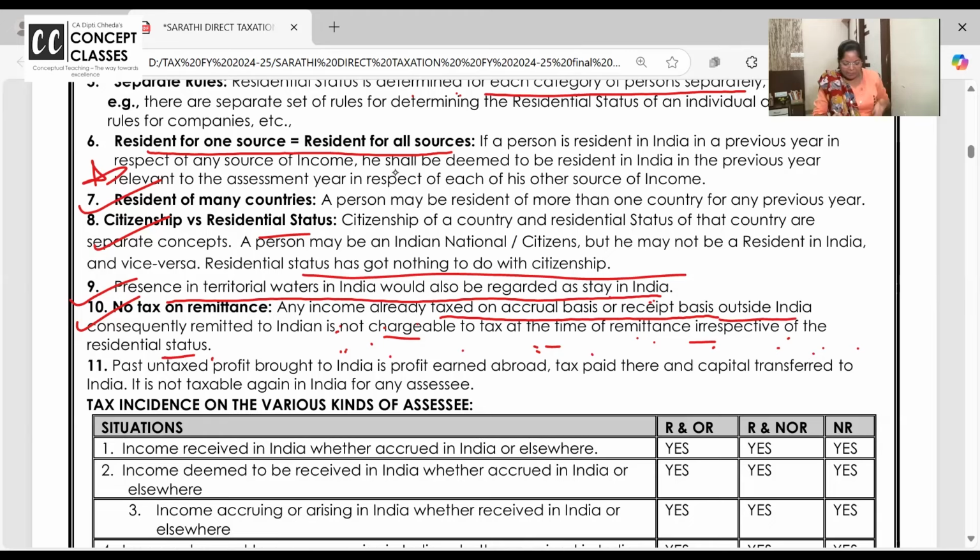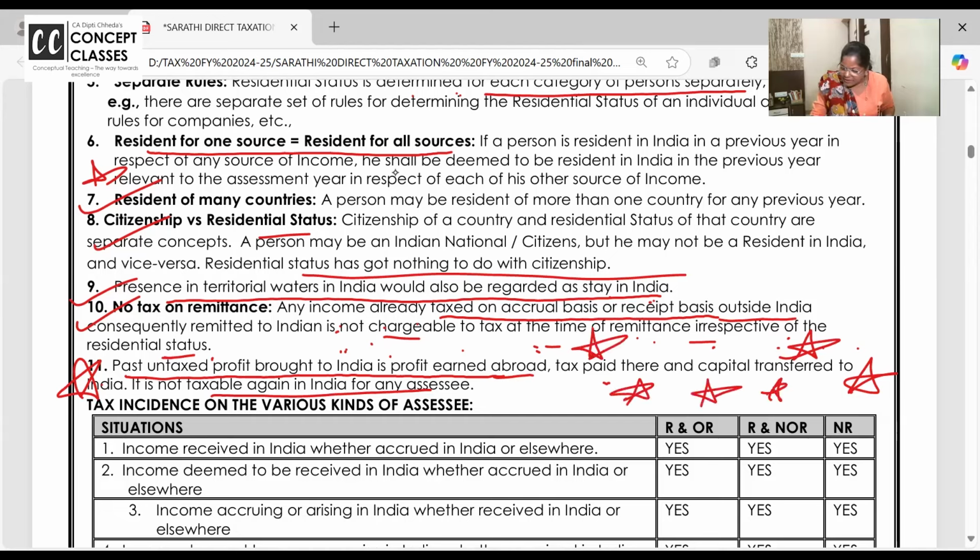अरे लिखना क्या है, मैंने प्रिंट ही कर दिया. 11th point. Past untaxed profit brought to India is profit which is earned abroad, tax paid there, and then capital transferred. It is not taxable. इसको इतना मार्क करो. पहले की मेरी बुक देखोगे ना लास्ट ईयर की, तो 10 points थे. But when I checked कि students are doing mistake in this 11 point, I said let us print it. Past untaxed profit brought to India, not taxable.